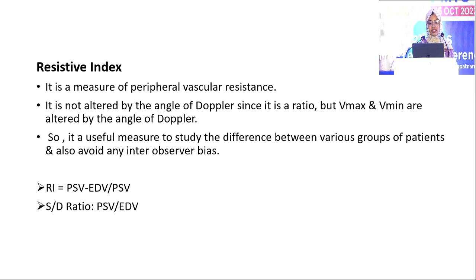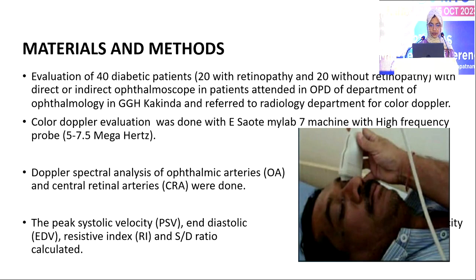What is resistive index? It is a measure of peripheral vascular resistance. It's not altered by the angle of Doppler since it's a ratio, but Vmax and Vminimum are altered by the angle of Doppler. So it's useful to study the difference between various groups of patients, and we can also avoid inter-observer bias. Resistive index is equal to peak systolic velocity minus end diastolic velocity divided by peak systolic velocity, and systolic by diastolic ratio is equal to peak systolic velocity divided by end diastolic velocity.